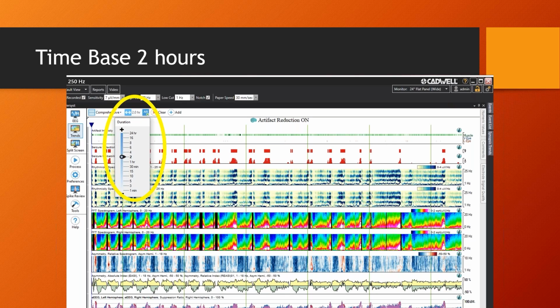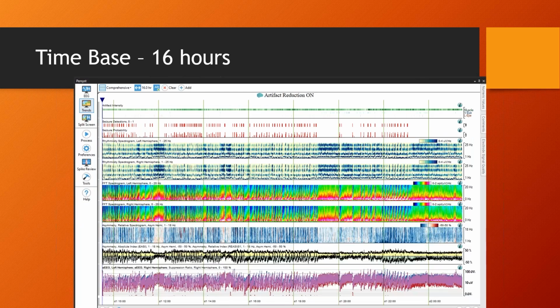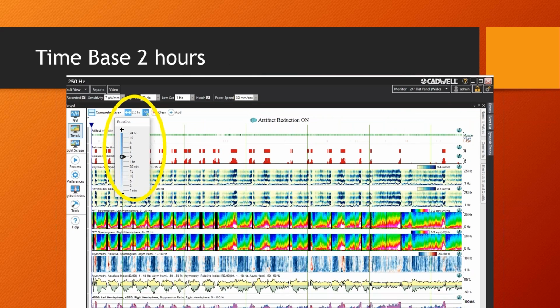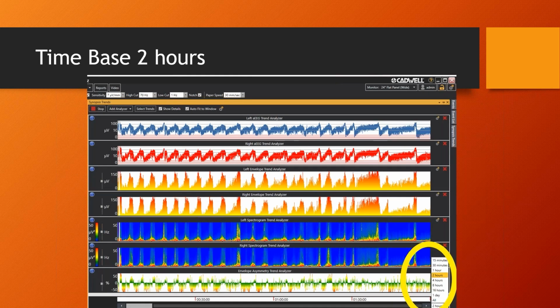Now, if we had a patient who had 2 or 3 seizures during this 16-hour period, that would be very easy to pop out and identify. This one, because they're all squished together, is a little bit more difficult to see. So adjusting your time base to 2 hours, there's a little drop down in the Persyst software. In the Cadwell software, it's at the lower right-hand corner.